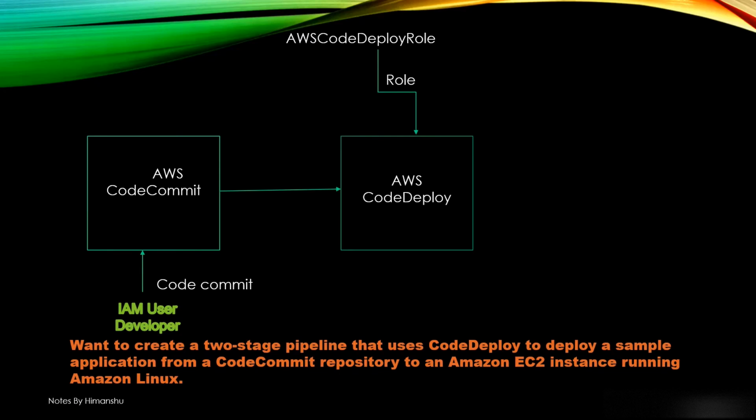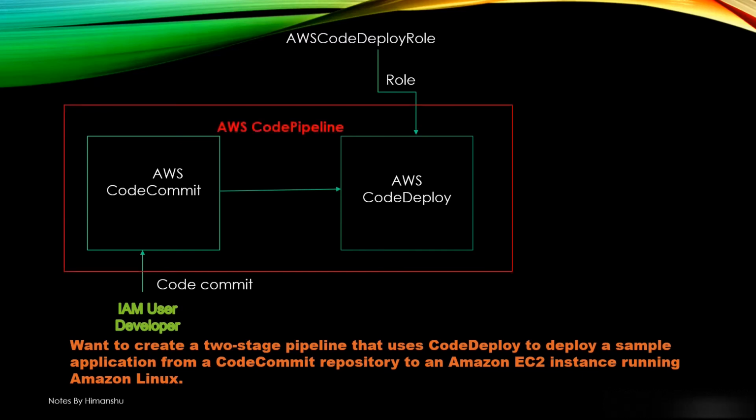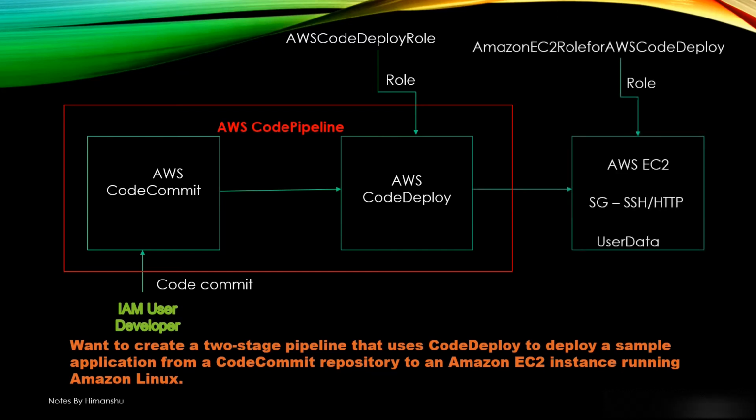So here first we need to have one role that is called the AWS CodeDeploy role. Once the role is there, and we have created a CodeDeploy application, then we will create one pipeline, and in the pipeline we will define the stages, like first a source stage and then a deploy stage. Basically two stages we will define in this pipeline. In the pipeline, we will say where we want to deploy.